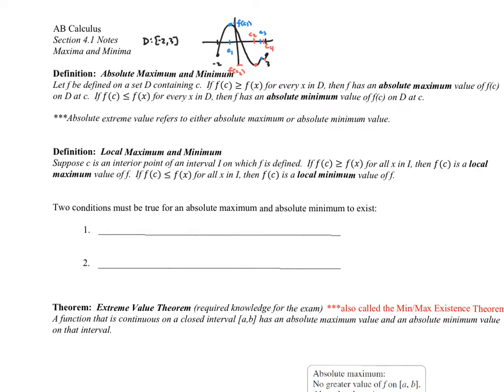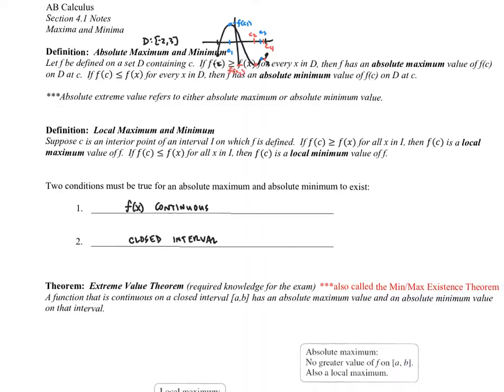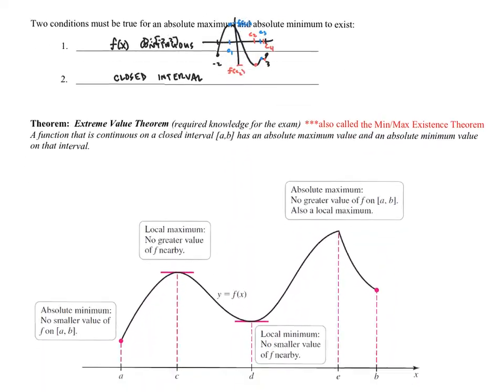All right, the two conditions for absolute max and min to exist is that you have to have a continuous function f of x and it's got to be on a closed interval. Closed interval. So that brings us to the theorem called the extreme value theorem.